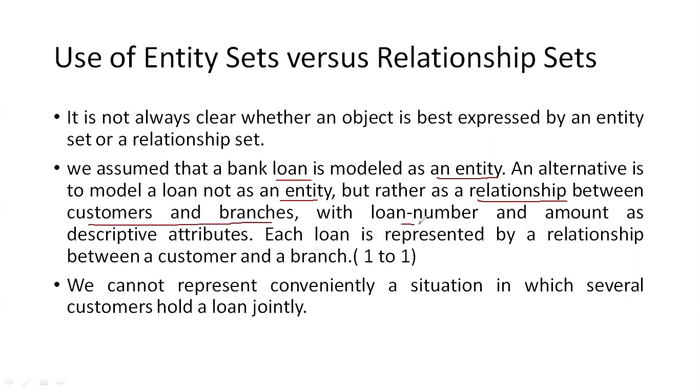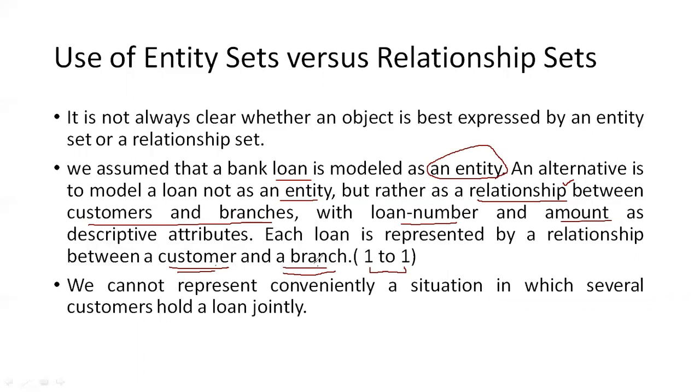Now, with loan number and amount as descriptive attributes, each loan is represented by a relation between a customer and a branch. Instead of bank loan as an entity, we are using it as a relationship. Then each loan is represented by a relationship between a customer and a branch. So loan is a relationship between customer and branch. So in this case, 1:1 is there. That means a customer is having a loan in a particular branch.